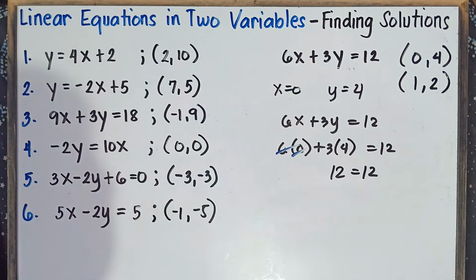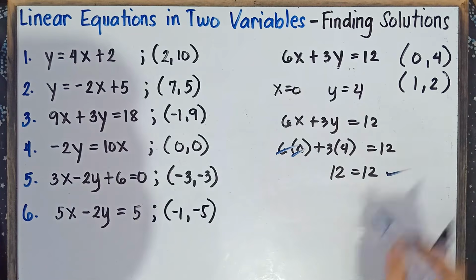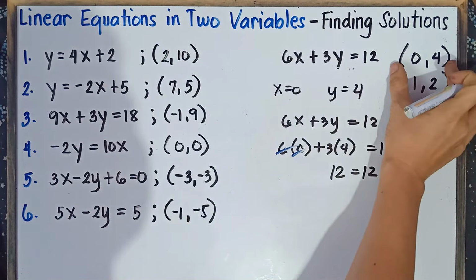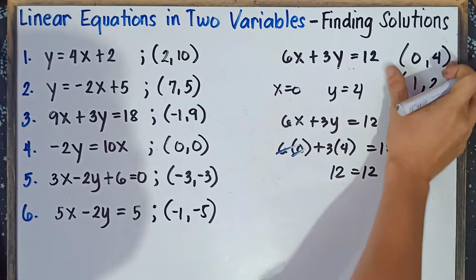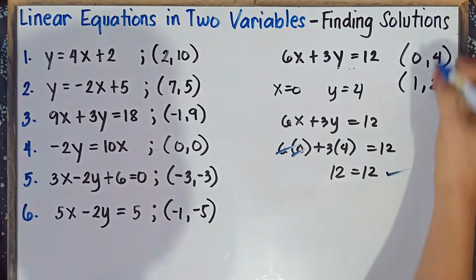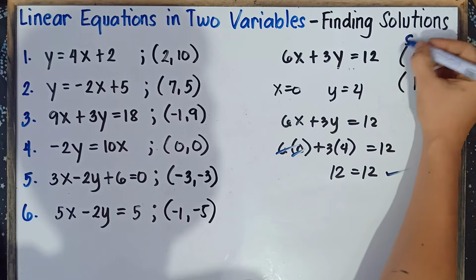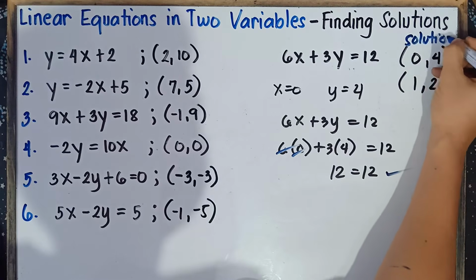Now, question, class, is 12 equal to 12? Yup, 12 is equal to 12. Therefore, class, this is a solution. 0 and 4, the ordered pair, is a solution. Simple as that, class. So therefore, this is a solution. This is, yes, a solution.